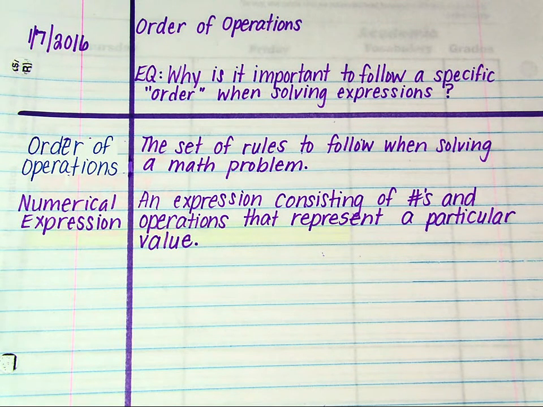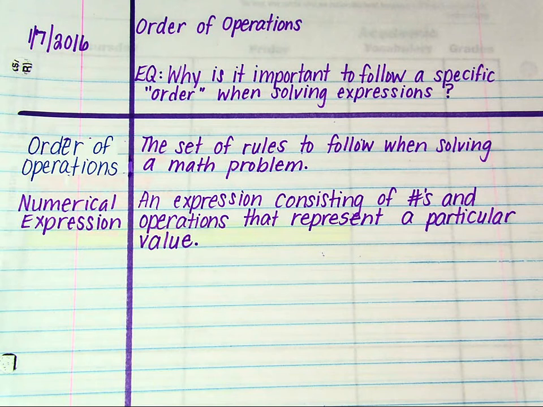So we have two definitions that we have written down already. The first one is order of operations. It is the set of rules to follow when solving a math problem. And then we have numerical expressions. You guys have been seeing numerical expressions throughout the year, probably not realizing that that's what they are. It's part of an equation, just one side of it, so it doesn't have an equal sign. It's an expression consisting of numbers and operations that represent a particular value.